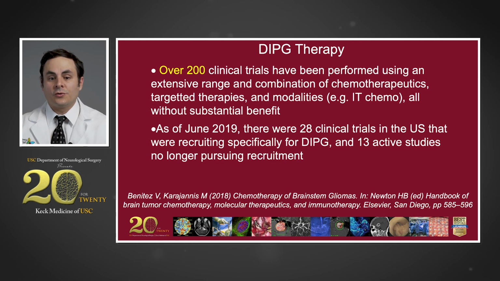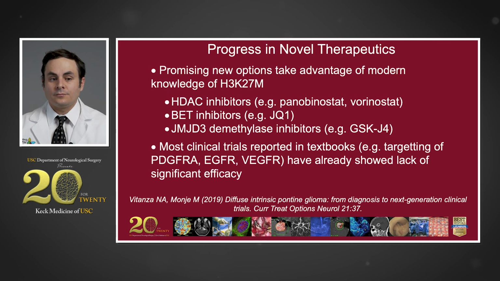Over 200 clinical trials have been performed using an extensive range and combination of chemotherapeutics, targeted therapies, and other modalities, for example, intrathecal chemotherapy, all without substantial benefit as well. And as of June 2019, there were 28 clinical trials in the United States that were recruiting specifically for DIPG and 13 active studies that were no longer pursuing recruitment.